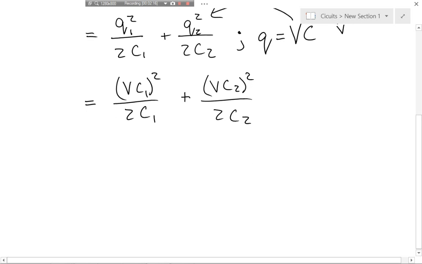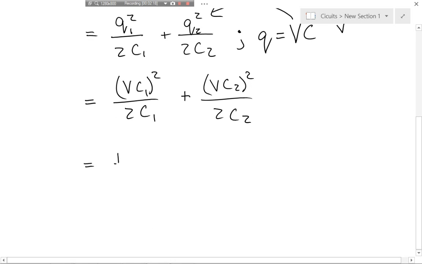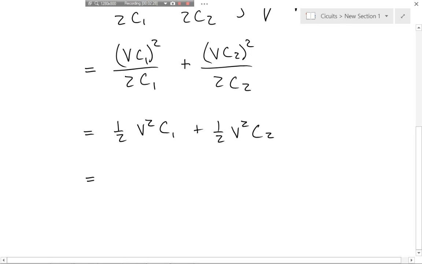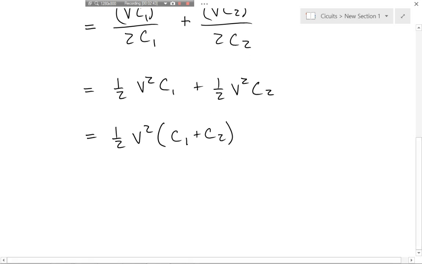If I simplify that a little, this is equal to 1/2 V squared C1 plus 1/2 V squared C2. Now, since the voltages across the capacitors are the same, I can factor out the 1/2 V squared term, and I see that the total energy stored in the two capacitors is equal to 1/2 V squared times the quantity C1 plus C2.